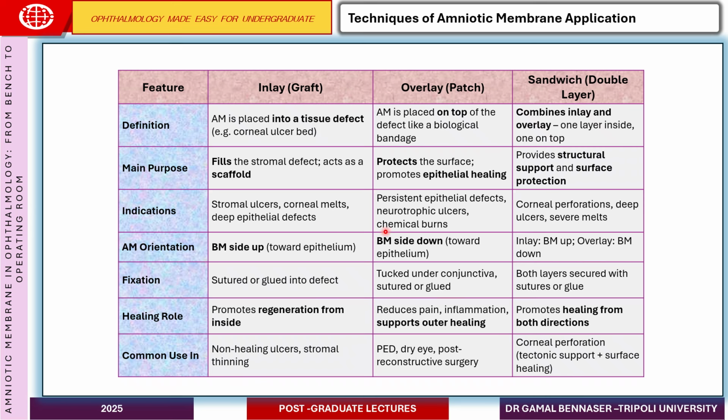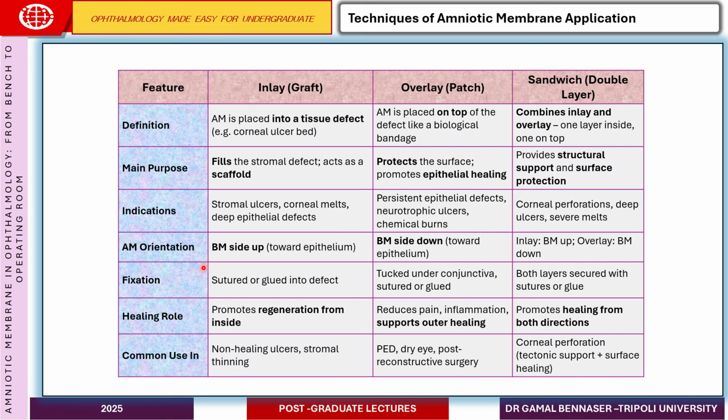The overlay, because it is dealing with the overall surface of the cornea, is suitable for persistent epithelial defects or neurotrophic keratitis or chemical injuries. And the sandwich technique is used when there is a corneal perforation, provided it is small size as explained before, or deep corneal ulcers, also in the presence of generalized corneal disease.